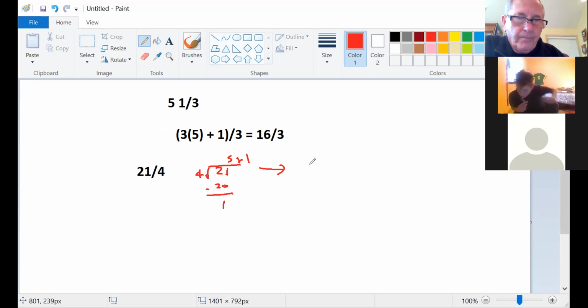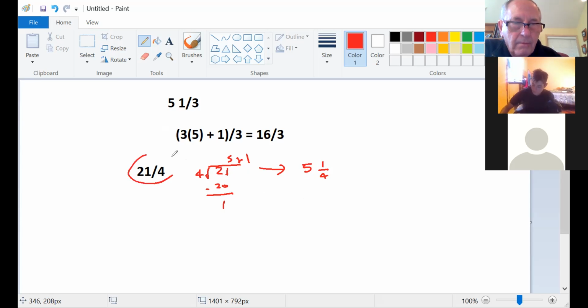20 minus 1, would it be like 4 over 15? No. What you do is, first of all, your whole number is 5, right? Okay, 5, and then it's 1 over 4. That would be the mixed number form of this, right? That's how you get there. So understand how to do this, okay? Lucero, does this make sense?